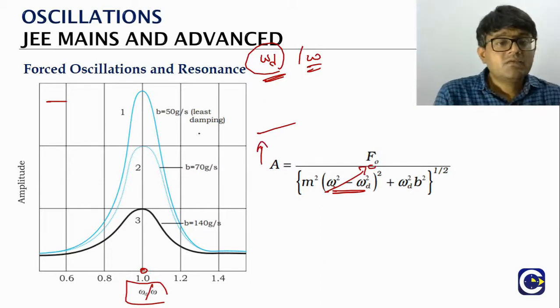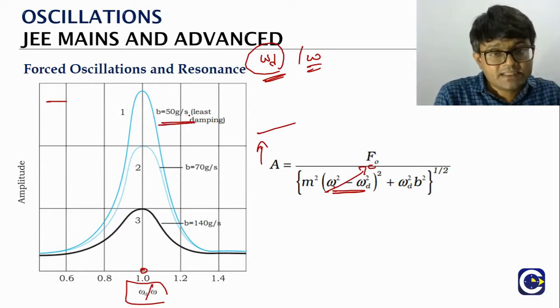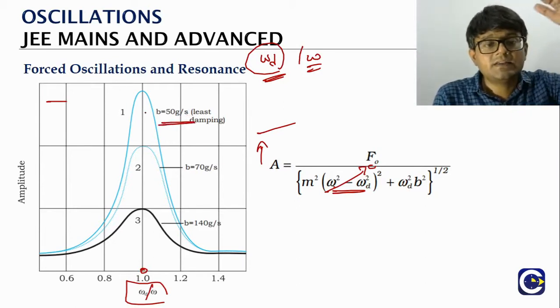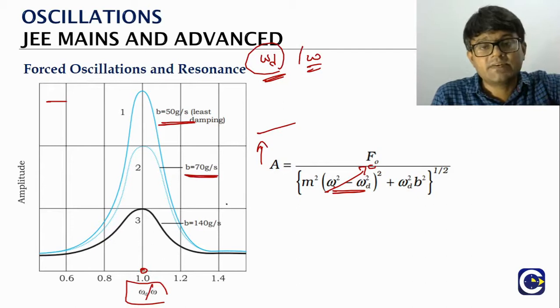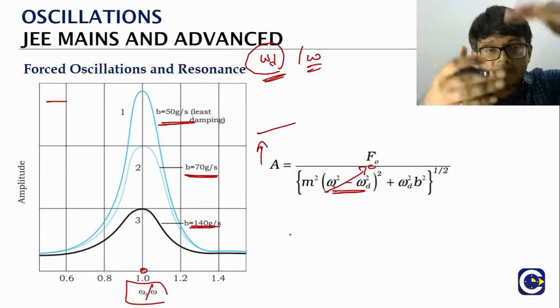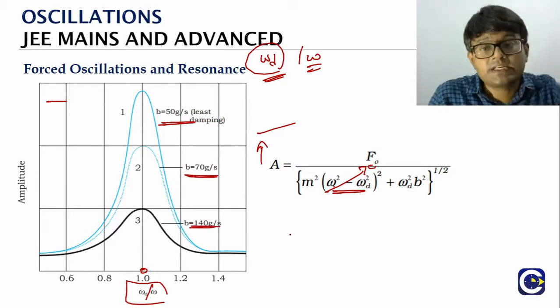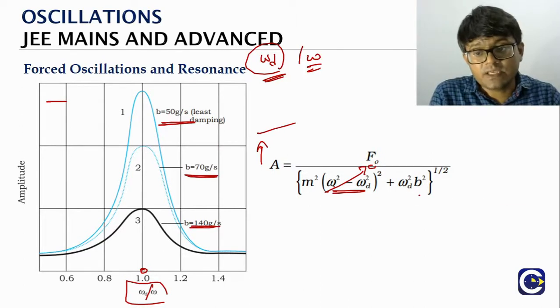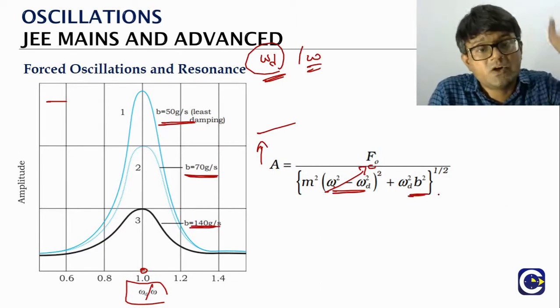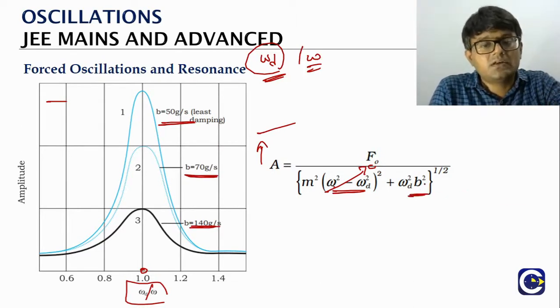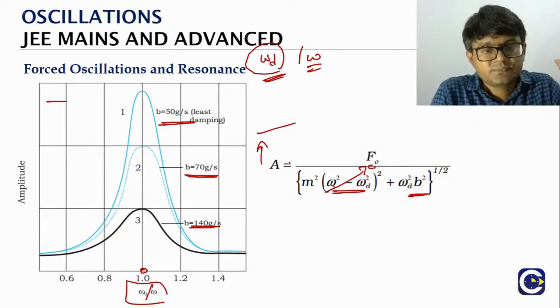And we can see, if you have the damping factor less, obviously the peak amplitude is going to be higher. Here you can see b is equal to 50 gram per second, least damping. Here b is equal to 70. Here b is equal to what? As damping is more, the peak amplitude also gets reduced. Why? You can see where b is coming. b is coming in the denominator. b is less means the peak amplitude will be higher.